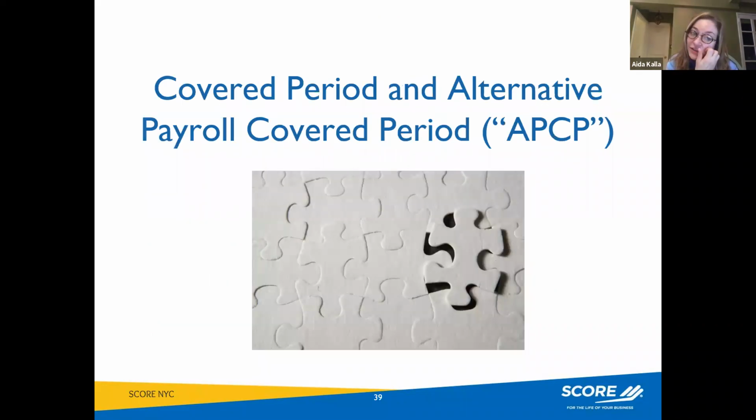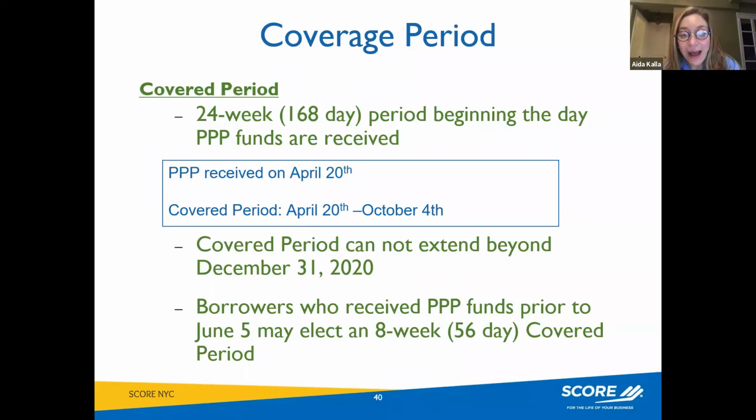Okay. So let's talk about the covered periods. You now have options you didn't before. As Carolyn said, when PPP first came out, I believe it was in April sometime, you only had one covered period, an 8-week period from the day that you received the funds under PPP. That has now changed. As of June 16th, well, actually it's June 5 when they changed things, but the actual application is dated June 16. And again, I want to stress the application is dated June 16.